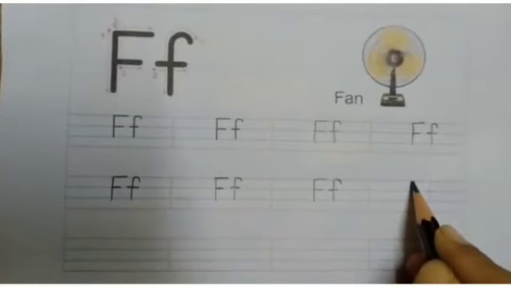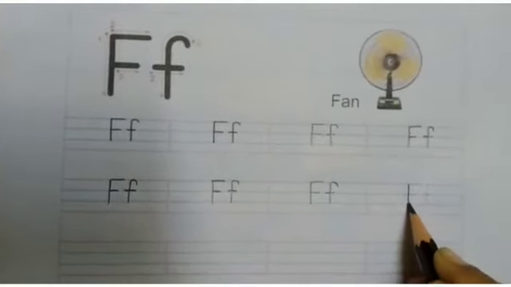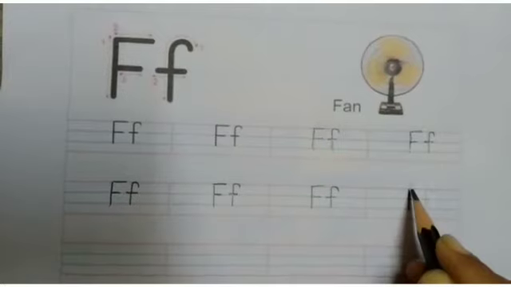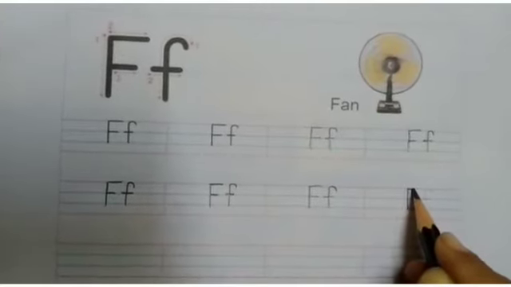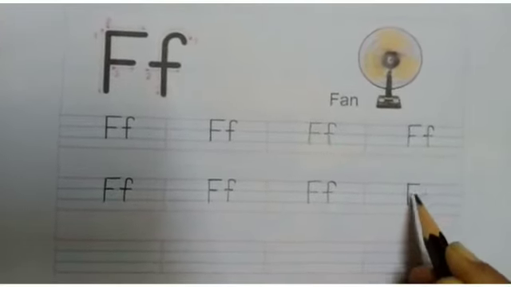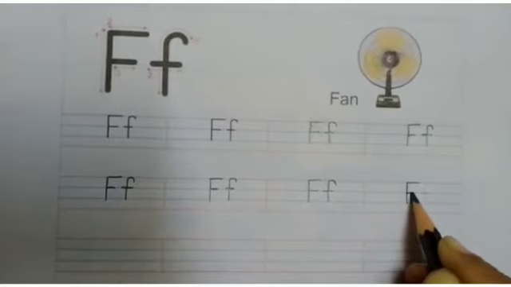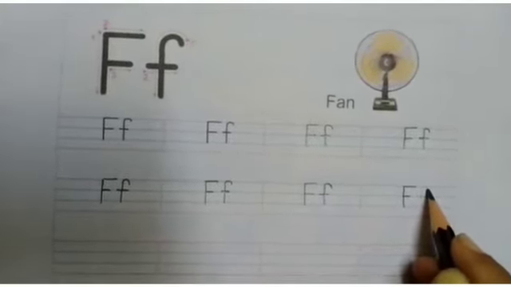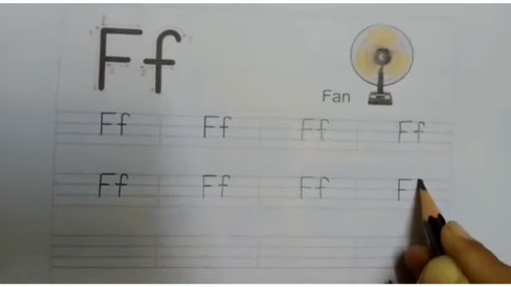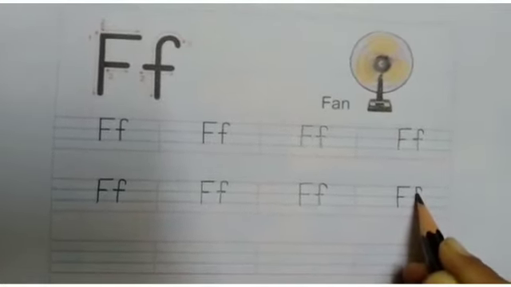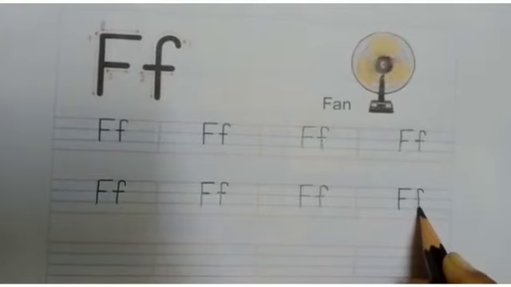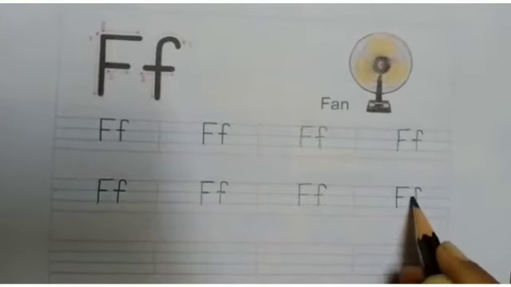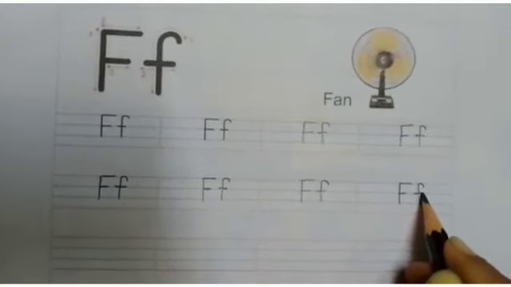Again, for capital F, make a standing line from first red line till second blue line. Then make a big sleeping line on first red line and a small sleeping line on first blue line. For small f, make a curve, touch the first red line, come down straight, touch the second blue line and make a sleeping line on first blue line. Small f.